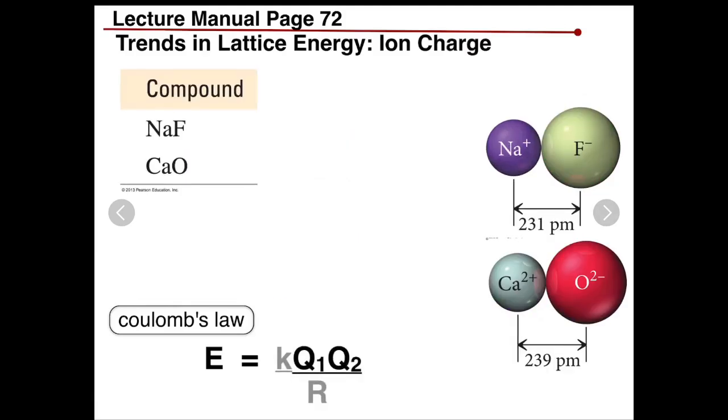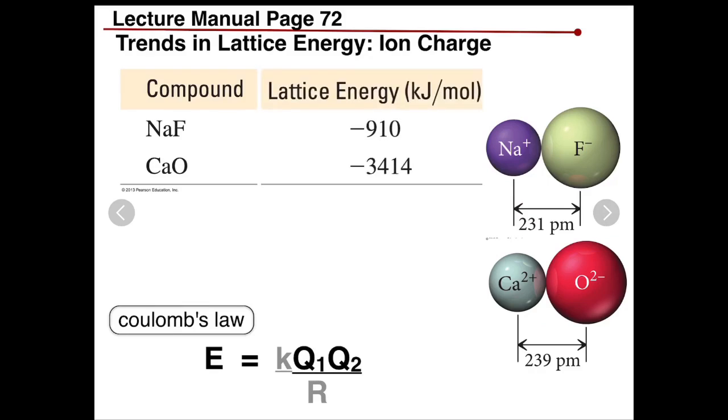The next thing we're going to take a look at is the effect of the ion charges, which is the Q, on the lattice energy. In this case, what we are going to keep constant is the distance. So that's why you see that these two are about the same size, 231 and 239. The difference is going to be the charges. We have sodium plus, fluoride minus, and calcium 2 plus, oxygen 2 minus. So the charges are different, but the sizes are the same.